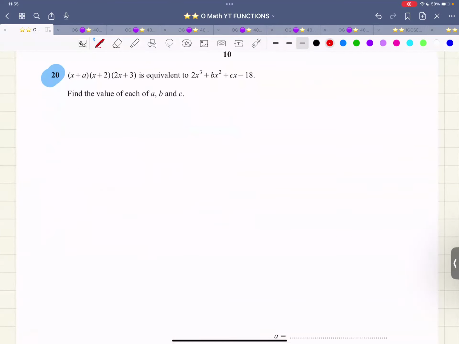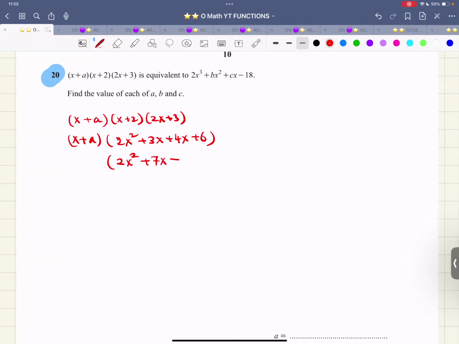Now, another nice question, multiply it out. So (x + a)(x + 2)(2x + 3). First, multiply it out. This is x plus 2 into 2x plus 3. x into 2x is 2x squared, x into 3 is 3x, 2 into 2x is 4x, 2 into 3 is 6. This is 2x squared plus 7x plus 6.